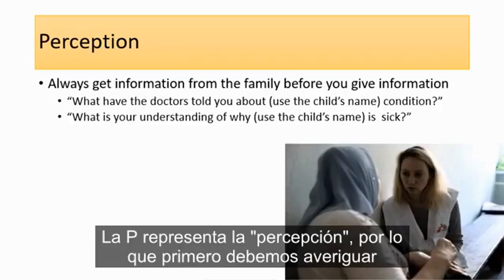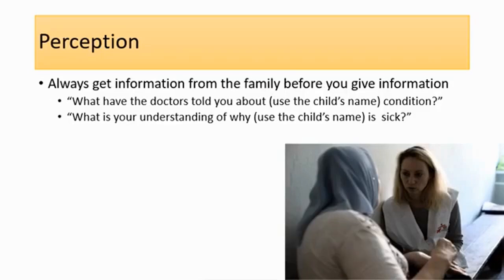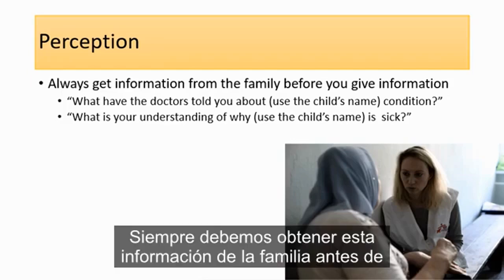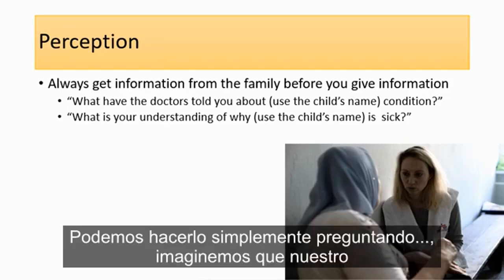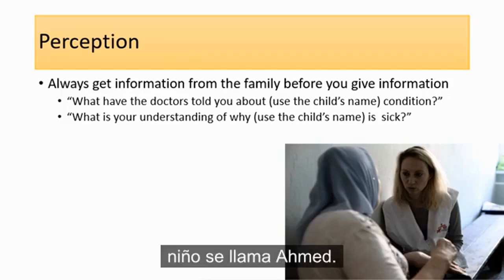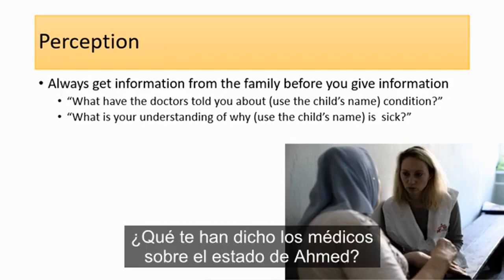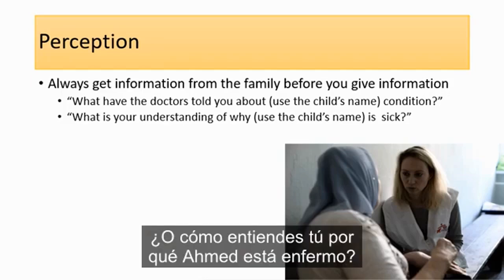P stands for perception. So we need to check first how much the family know about the child's condition. And we must always get this information from the family before you give any information. So we can do this by simply asking, let's imagine our child is called Ahmed, what have the doctors told you about Ahmed's condition? Or what is your understanding of why Ahmed is sick?